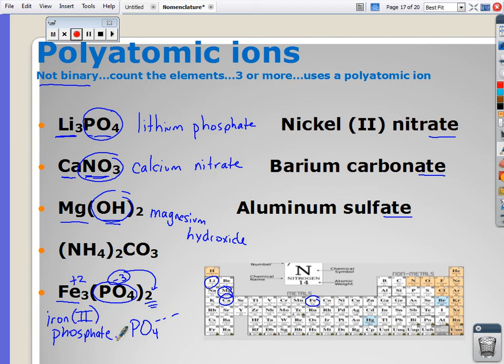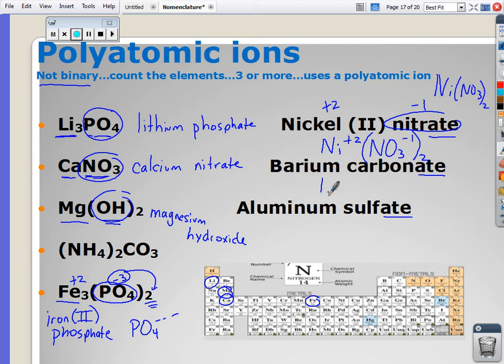Nickel 2 nitrate, that means I have Ni. That Roman numeral 2 means it's +2. Nitrate is NO3. That's a clique, a polyatomic ion. The whole thing's -1. So look, if this is +2 and this is -1, how are they playing ball? You need 2 of this group, don't you? So let's circle that group and put a 2 outside. So you write it Ni(NO3)2.